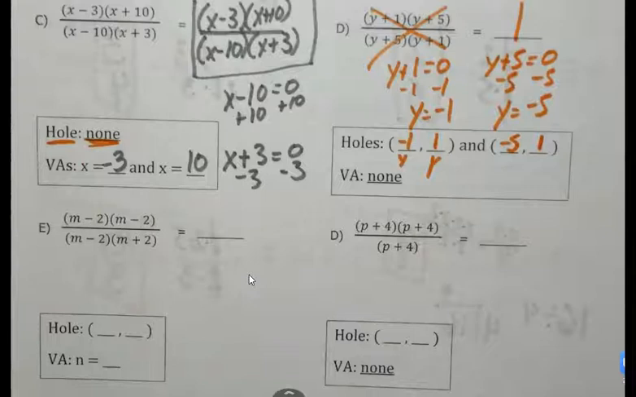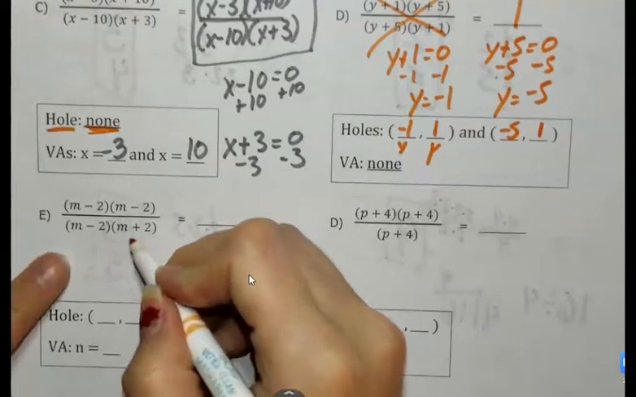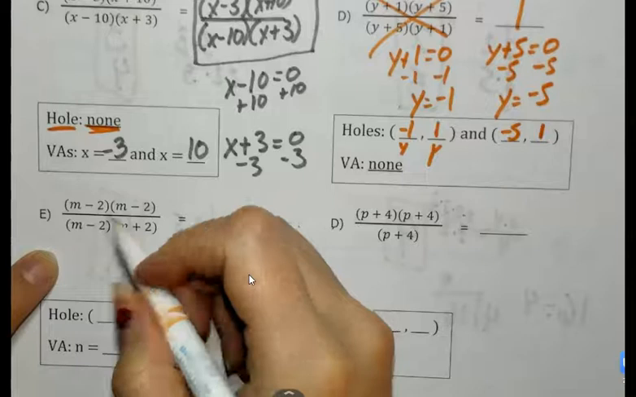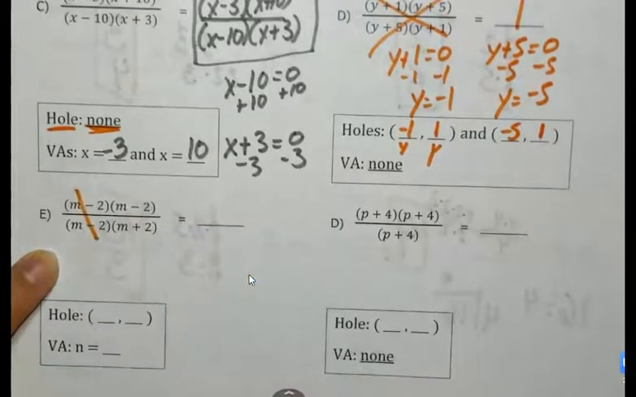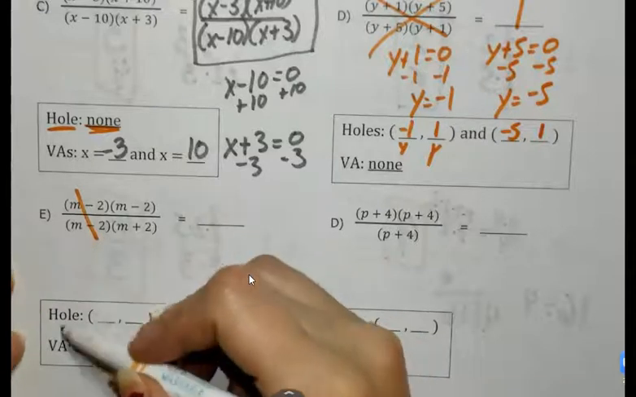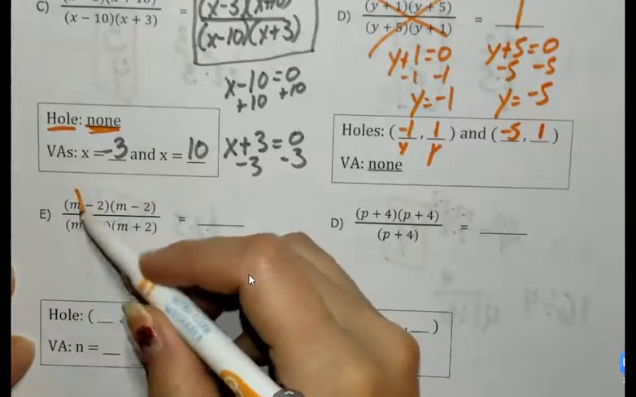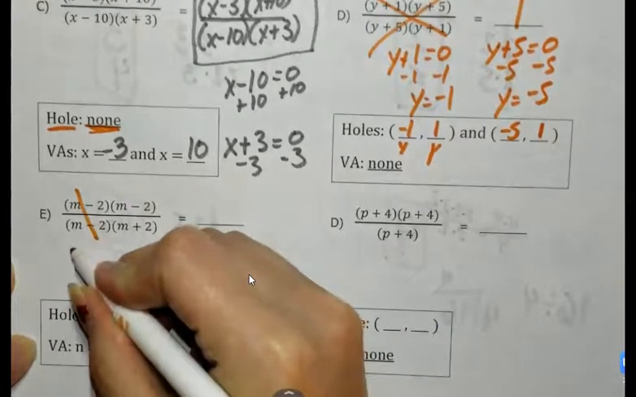All right, we have 2 more on this page. Let's look at E. We have m minus 2 times m minus 2 all over m minus 2 times m plus 2. What happens to these m minus 2's? They cancel out. Is this going to be a hole or a VA? A hole. That's it. What cancels out is the holes.